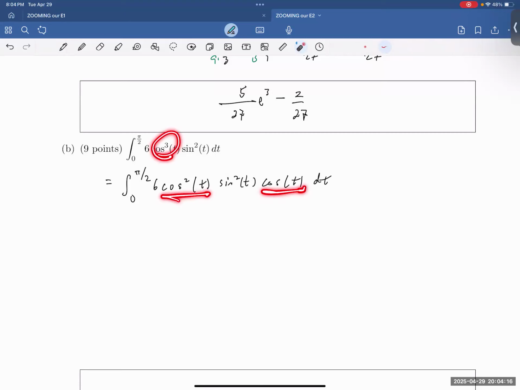And then the way forward is to switch cosine squared t into its Pythagorean identity involving sine squared, and making u sine. That'll knock out cosine t dt with a u sub.